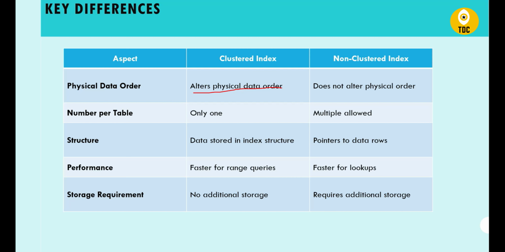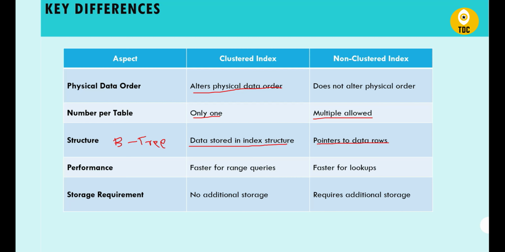But in case of non-cluster index, because we are working on the pointers, the B-tree structure is created based on the pointers, not on the actual data, so it doesn't hit the physical structure, right? And for the number per table, you can create only one cluster index, but here you can create a number of columns as non-cluster indexes. And for the structure, data is stored in the index structure. Here it is stored as a pointer to the data rows, right? It is a pointer here. In the cluster index, it is directly the data store. But ideally both are using the B-tree structure as the data structure concept. But what is stored is different, right?